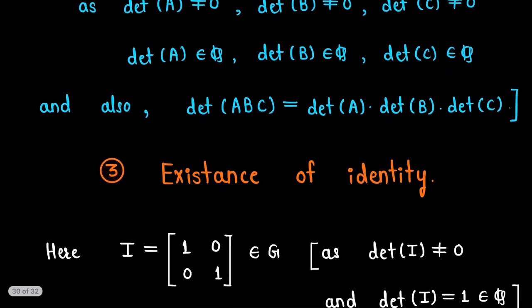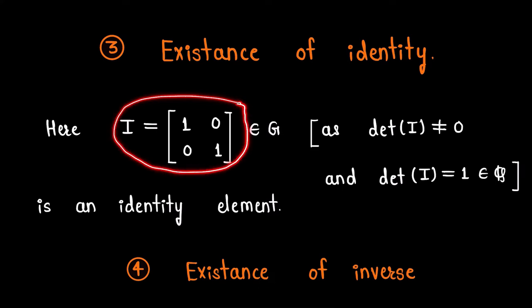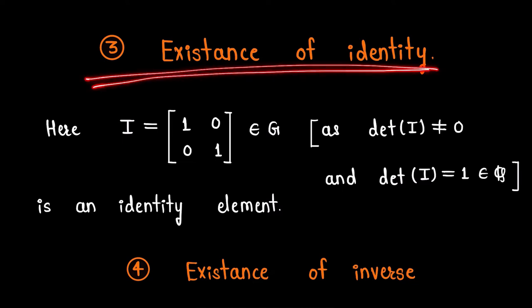Now the next one is existence of identity. Note that the 2 cross 2 identity matrix will be an element of set G, as the determinant of the identity matrix is non-zero; the determinant of the identity matrix is 1 and 1 is a rational number. Therefore, the 2 cross 2 identity matrix will be an identity element for the given set G with the given binary operation, and this proves existence of identity.